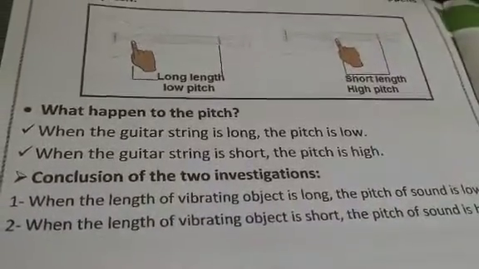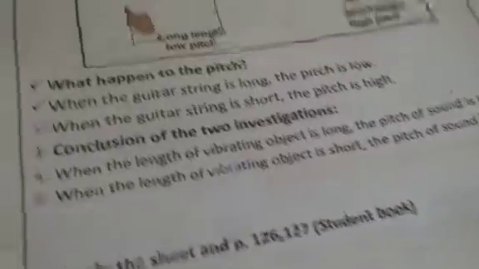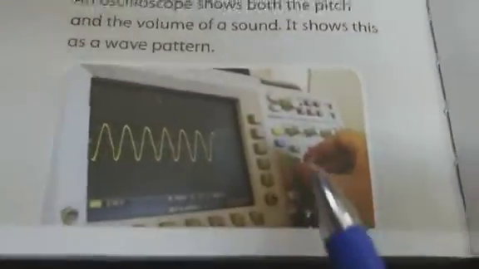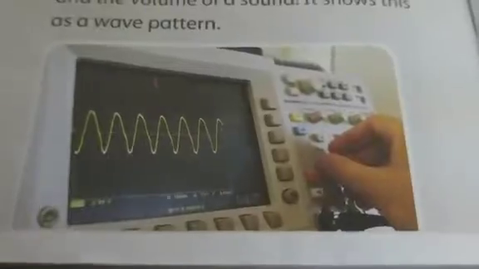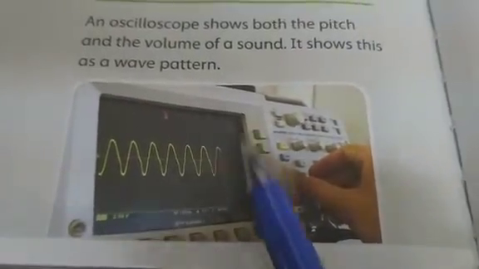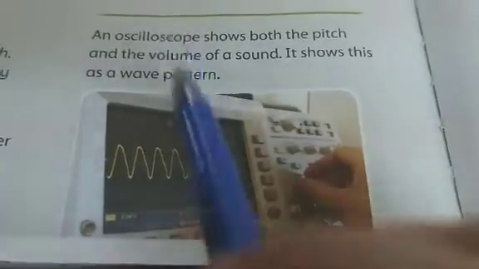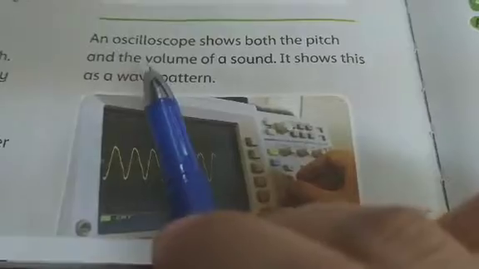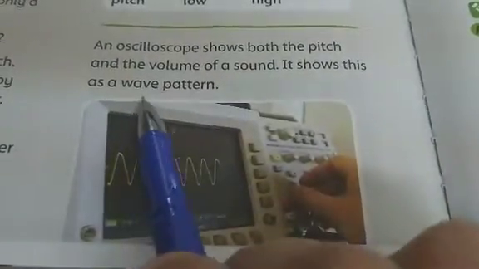Now we will complete the lesson from the student book. Here we have this part, page 126. This device is called what? Oscilloscope. This device shows both the pitch and the volume of sound. It shows this as a wave pattern.